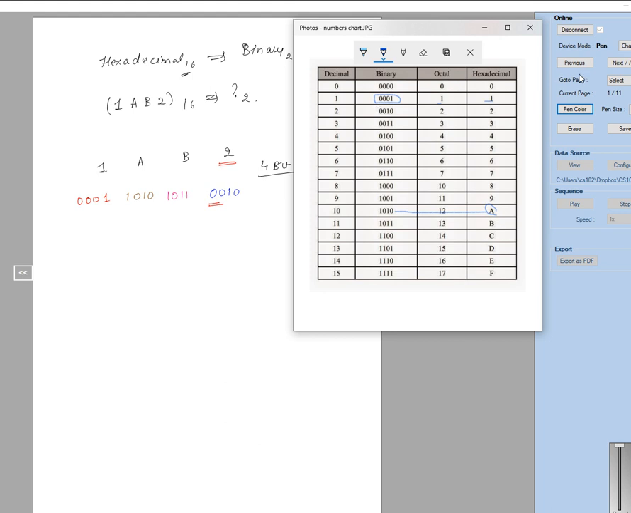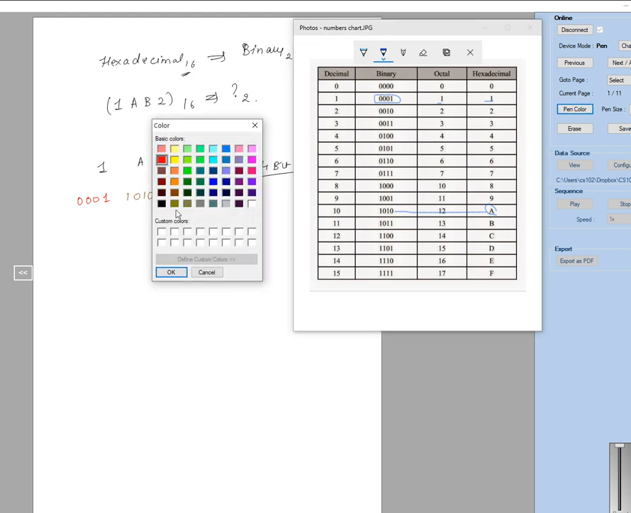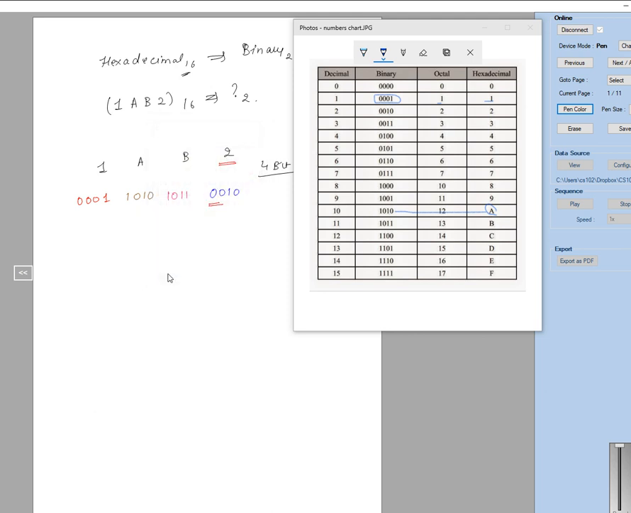So finally our answer is 1AB2 of base 16 is equal to 0001 1010 1011 0010 of base 2. Finally, when you write this answer, only then you can ignore the preceding zeros. 1 1010 1011 0010. This is of base 2.